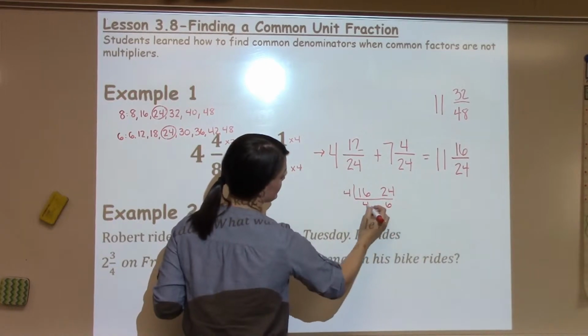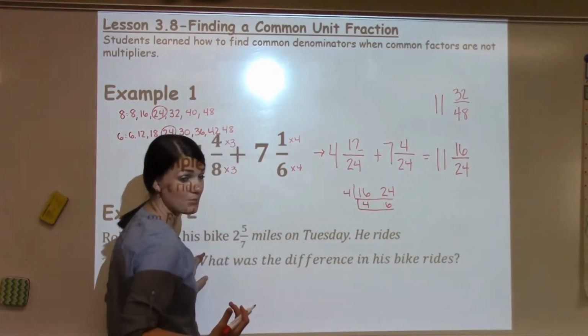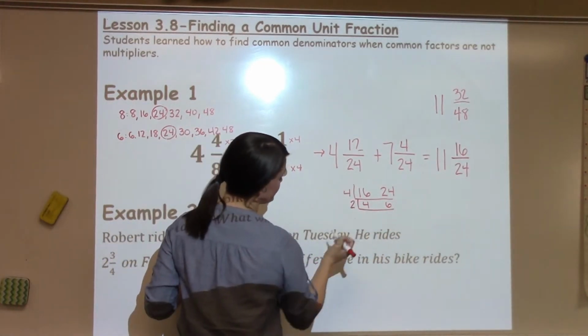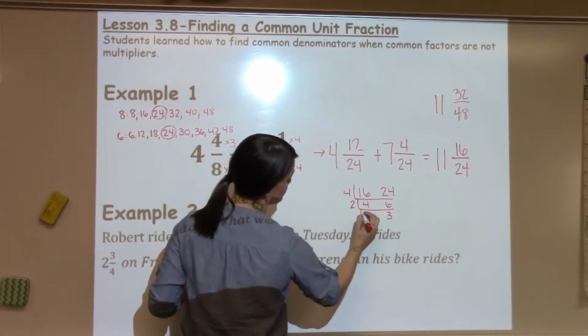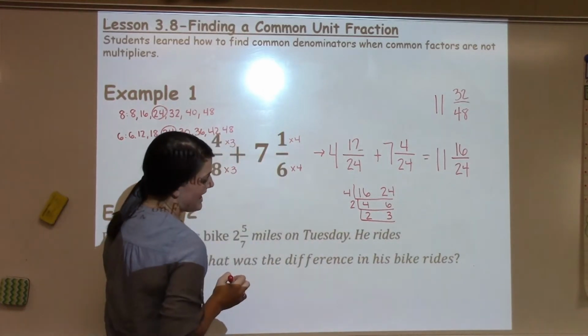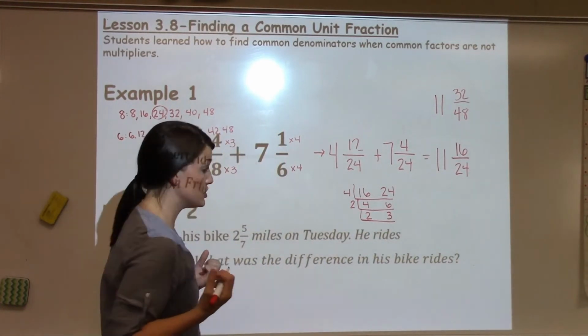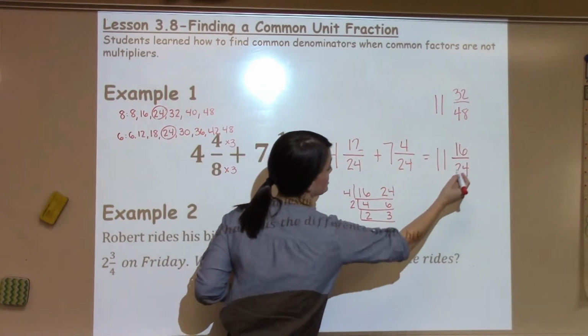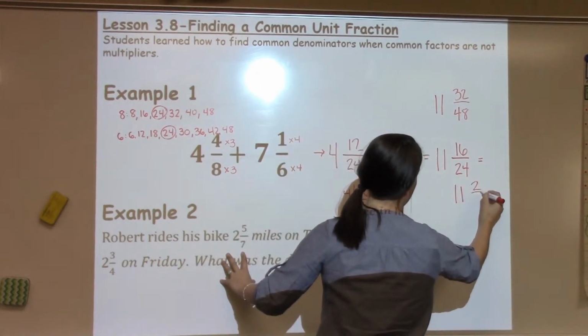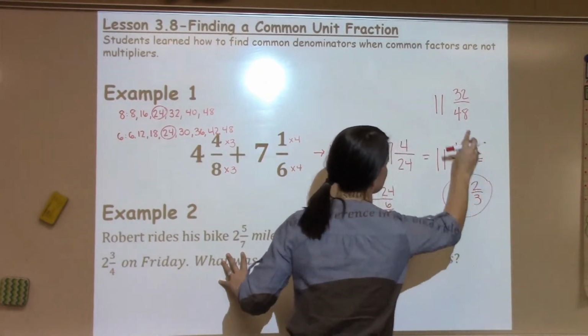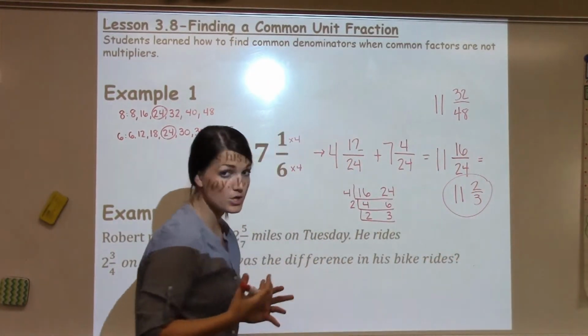4 times 4 gives me 16. 4 times 6 gives me 24. I can keep going. I see I can pull out a 2. 2 times 2 is 4. 2 times 3 is 6. And there's nothing that I can pull out of a 2 and 3 evenly. So this actually reduces down to 2/3. Again, this answer is not incorrect.